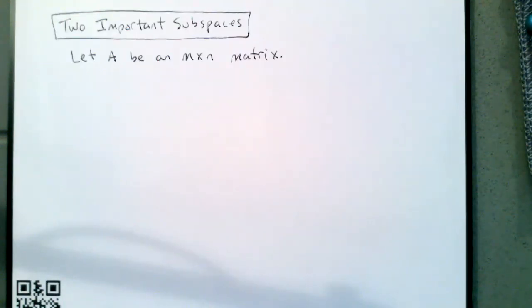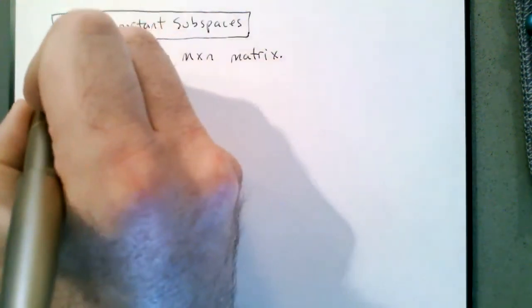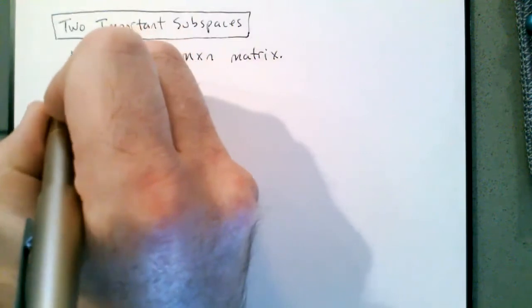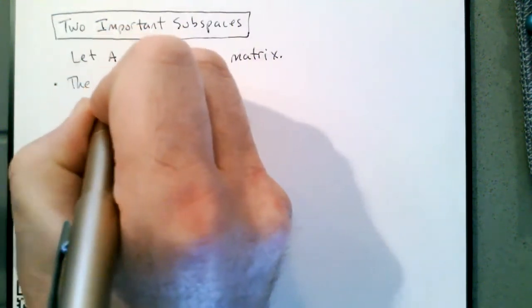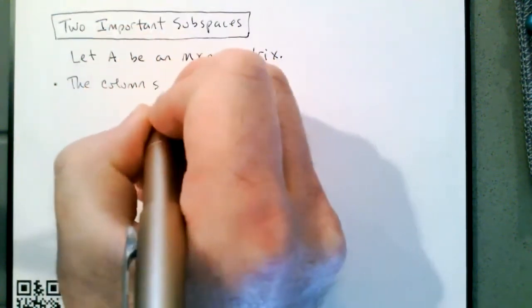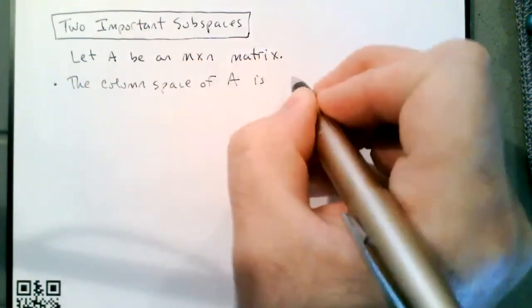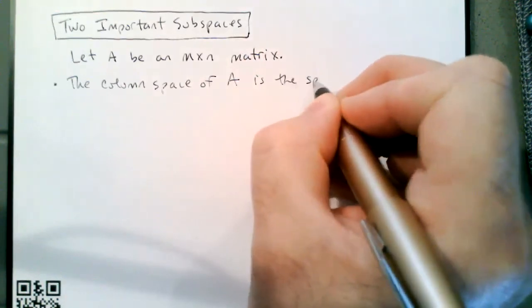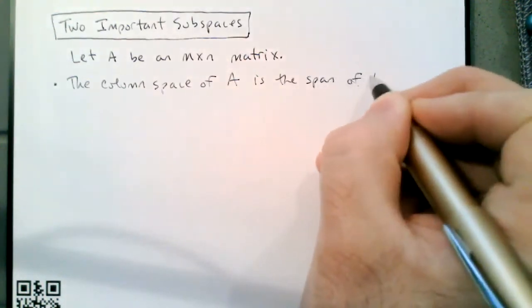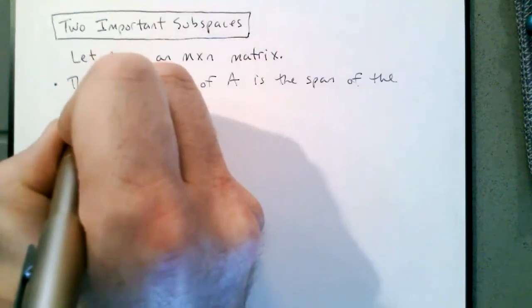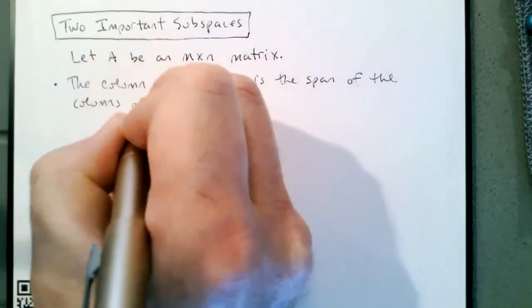Today we also want to talk about two important subspaces. We're going to start with an M by N matrix. So A is an M by N matrix. One important subspace that we want to talk about is the column space. The column space of A is the span of the columns of A.